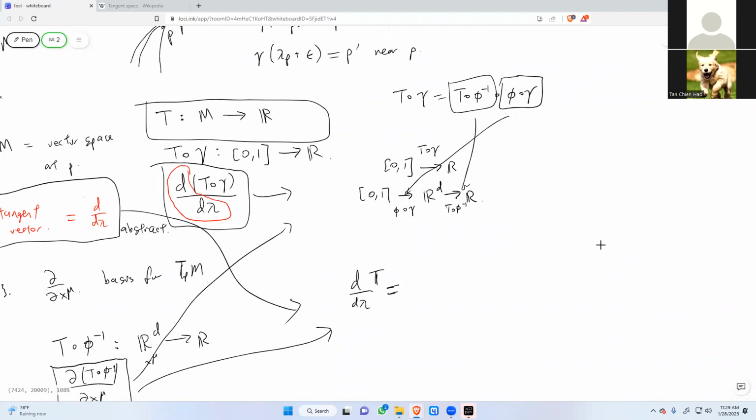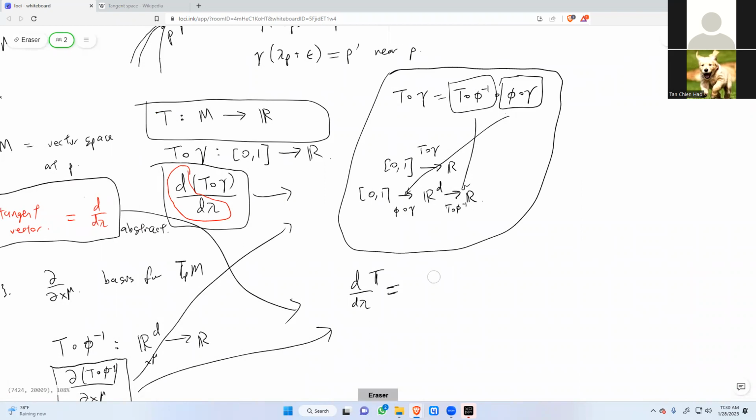So since we have this, we can do the multivariate chain rule, which lets us decompose this derivative of t with respect to lambda into the full derivative of x mu with respect to lambda and dt over dx mu, where there's a summation over all the mu's there are.